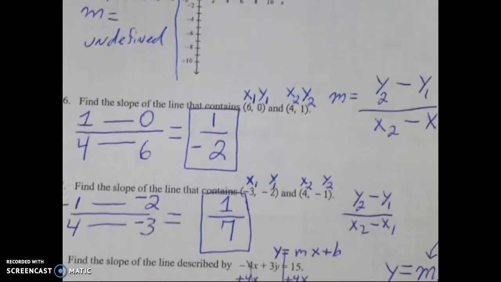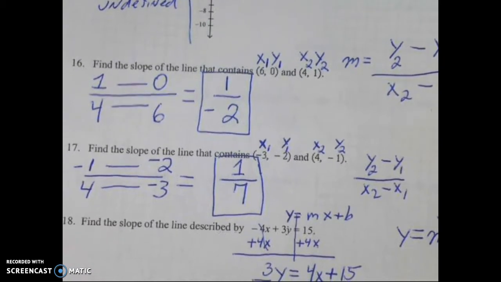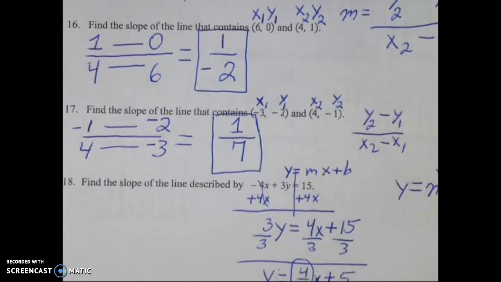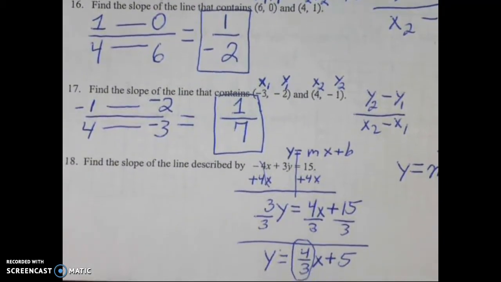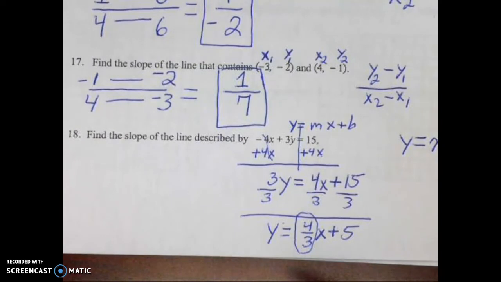Number 17 is pretty much the same thing. There's my slope formula, labeling it and plugging it in. And then the last one going into my y equals mx plus b, finding that my slope was 4/3, not 3/4. All right, so that is the third page of the study guide.